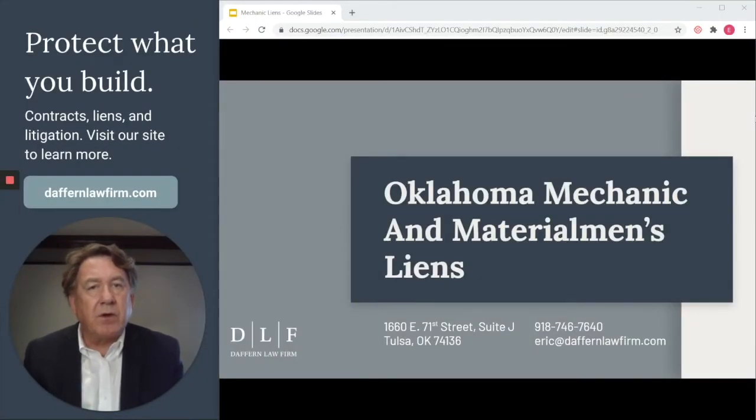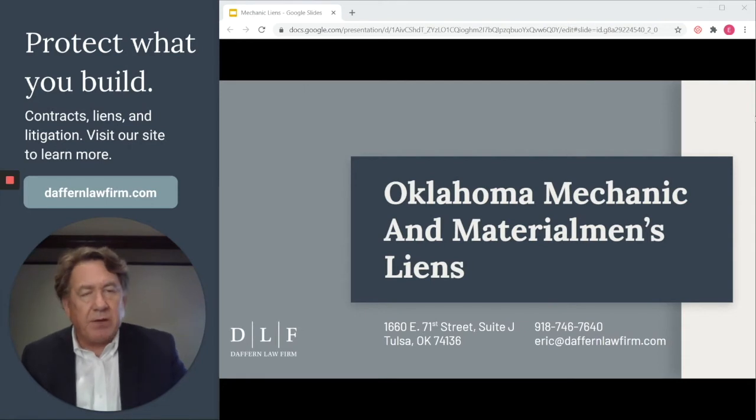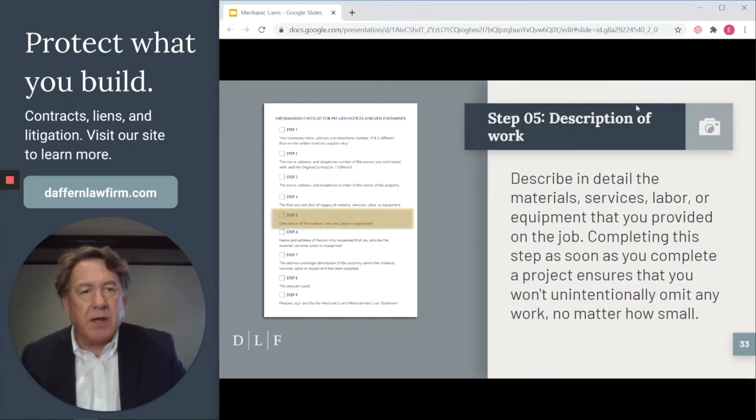Today we're going to go over the remaining steps in the checklist to fill out. We're going to show you where to get that information and how to fill out the checklist. And the first step we're going to do today is step 5, which is the description of the work.